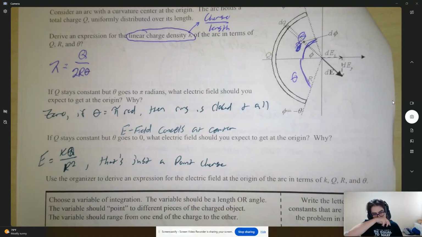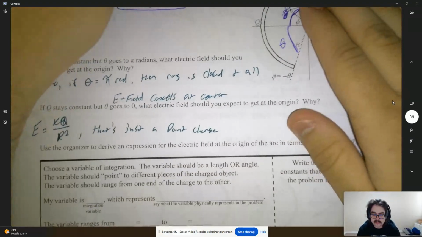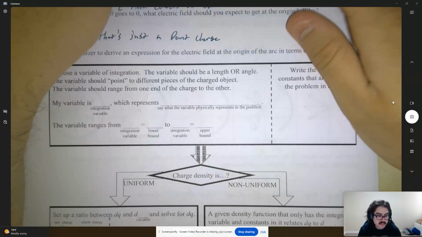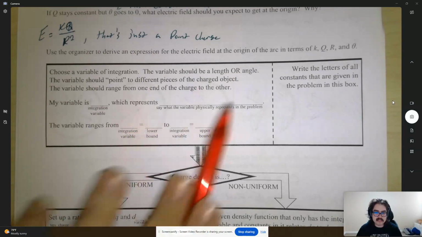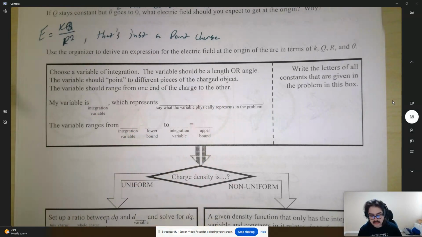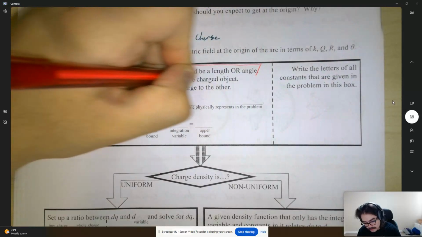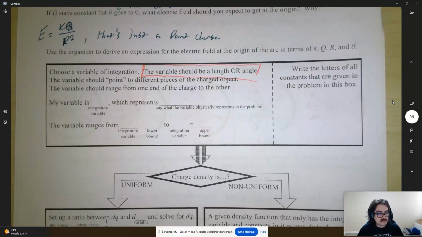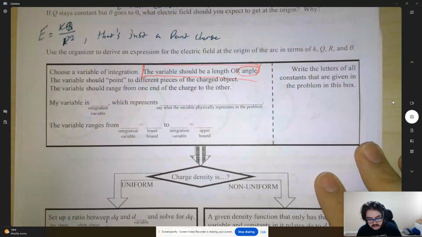So let's fill in the graphic organizer real quick. This helps you derive. You're not going to have it on your test, but you definitely want to get used to using it because it's good in practice. You're going to choose a variable of integration. It needs to either be a length or an angle. In this case, it needs to be what's most appropriate for the problem. Length is not really appropriate to use because length isn't changing. What's changing? Angle is something that we can change really easily. So we're going to do angle.